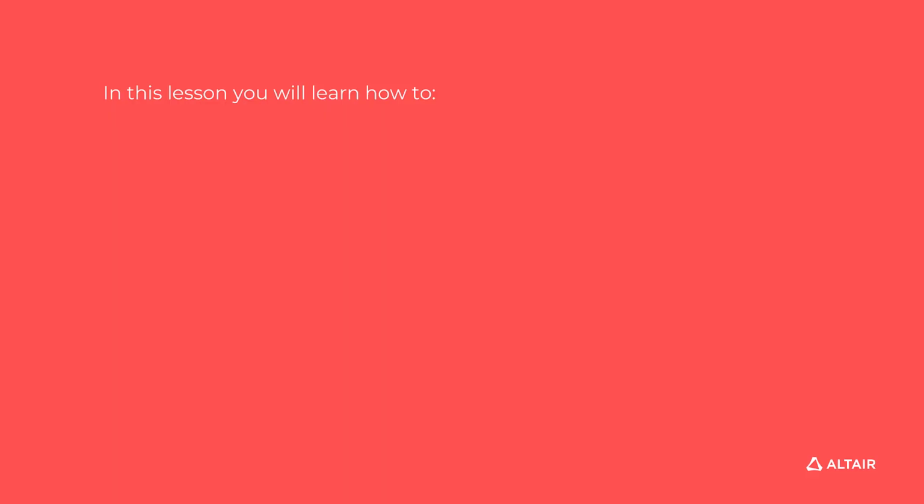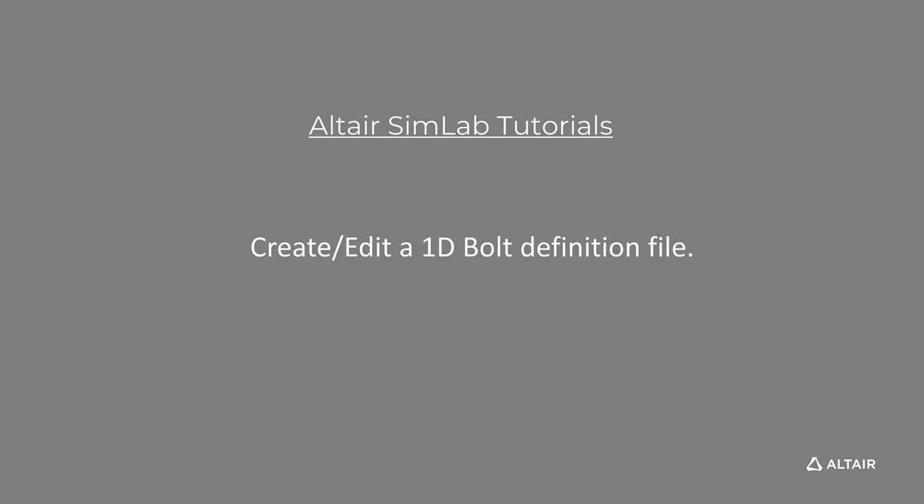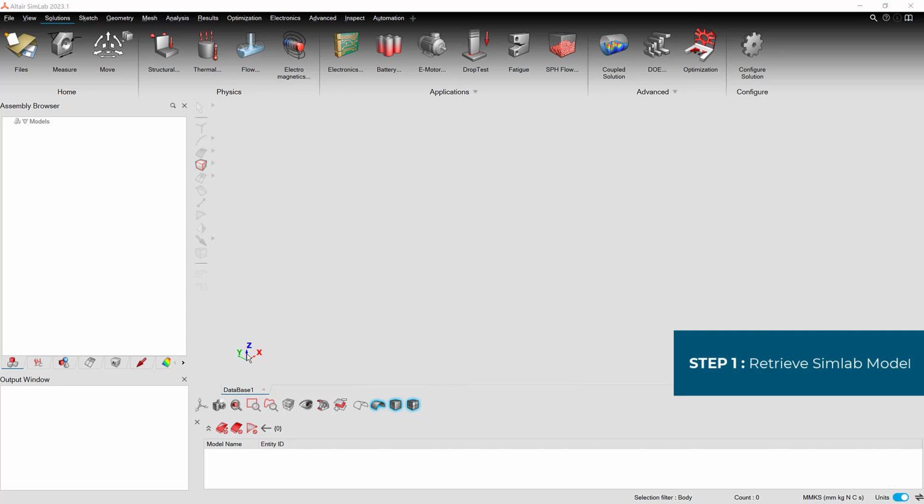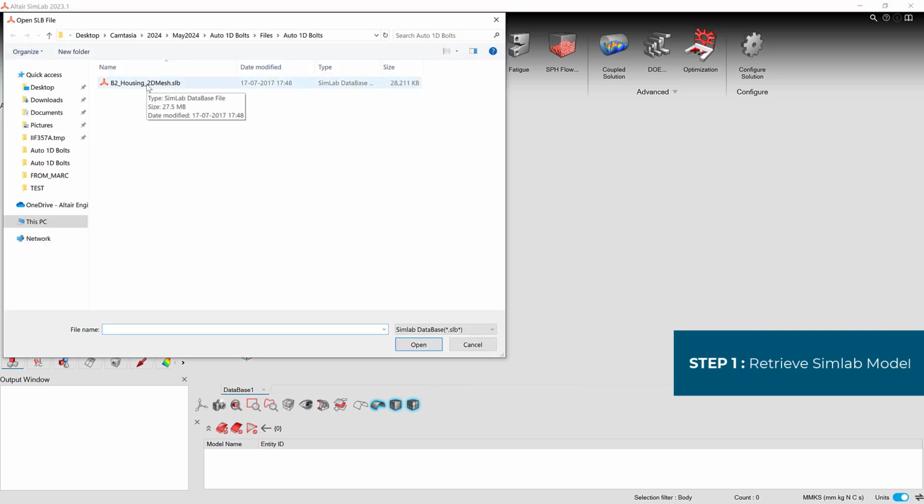In this lesson, you will learn how to create and edit a 1D bolt definition file and also create automatically 1D bolt with or without pretensions. So let's see how to create the 1D bolt definition file. The first step is to retrieve the SimLab model.